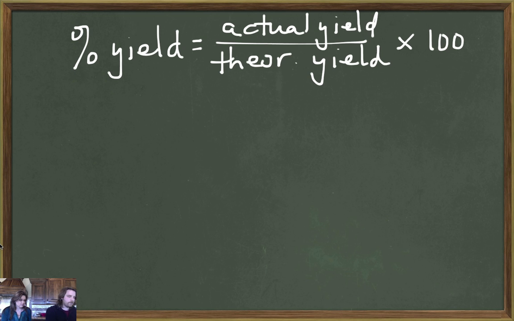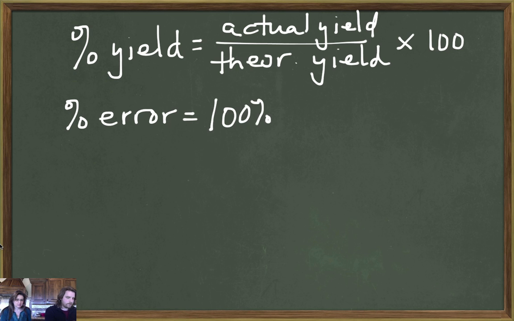Okay, so the other thing here is percent error. That is how much of a mistake you made. That is calculated by doing 100% minus your percent yield. It's basically everything that adds back up to 100%.